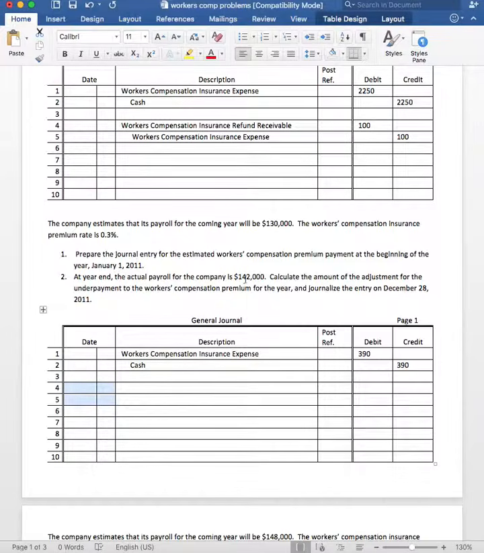At the end of the year, actual payroll is $142,000. Well, our estimate was $130,000. The actual is $142,000. So that is a $12,000 difference, and hopefully you can see that we did not purchase enough insurance, so we need to purchase a little bit more. We will have another workers' compensation insurance expense. Easy to just copy that down.